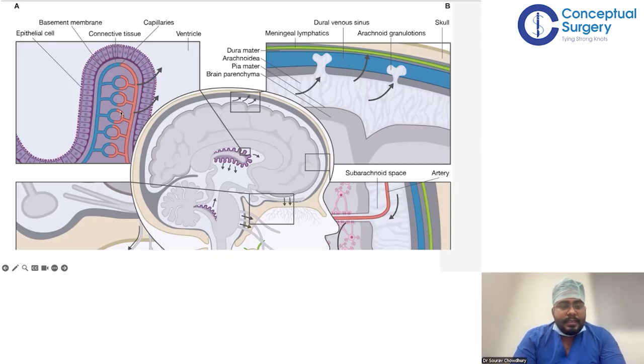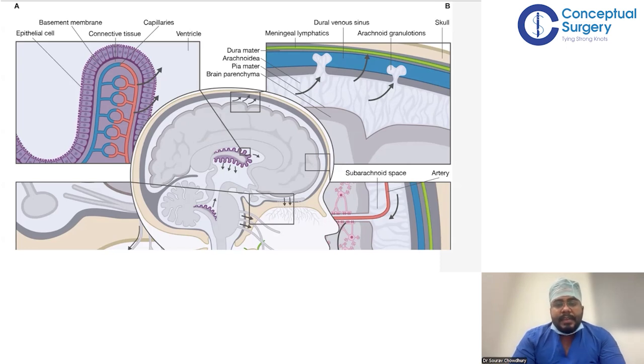You can see the structure here. This is the microstructure of the choroid plexus. These are the capillaries, this is the basement membrane, and these are the epithelial cells. The CSF is generally formed by ultrafiltration from the capillaries, and then it is drained into the arachnoid granulations. So this is the classical model that we have seen and known.